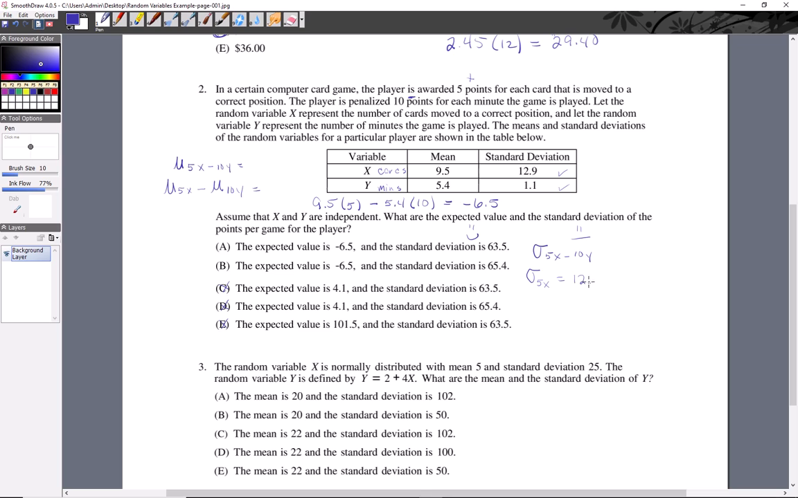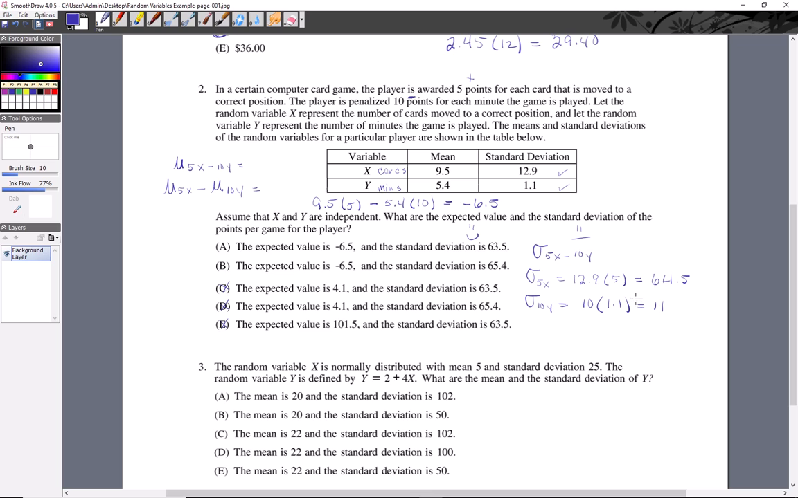So 12.9 times 5. Now you could square both and take the square root, but that's just digging a hole and filling it back up. So this will be 64.5, and that will be the standard deviation of 5 times X. And then we need the standard deviation of 10Y, which will just be 10 times 1.1, and that'll be 11.